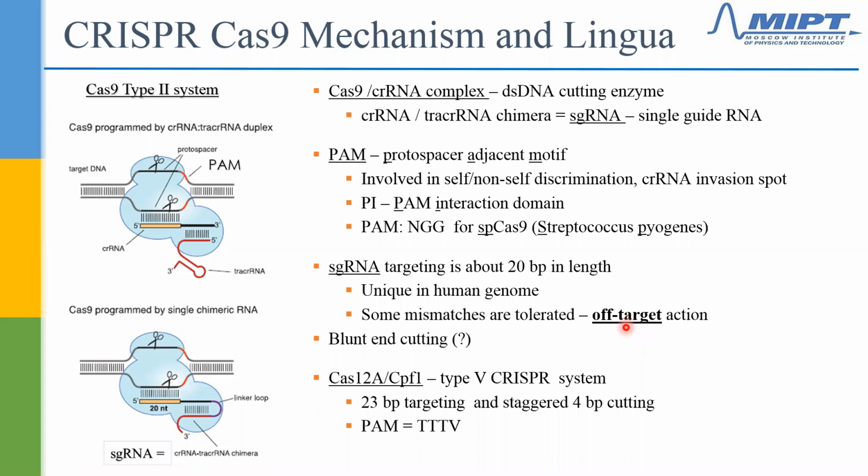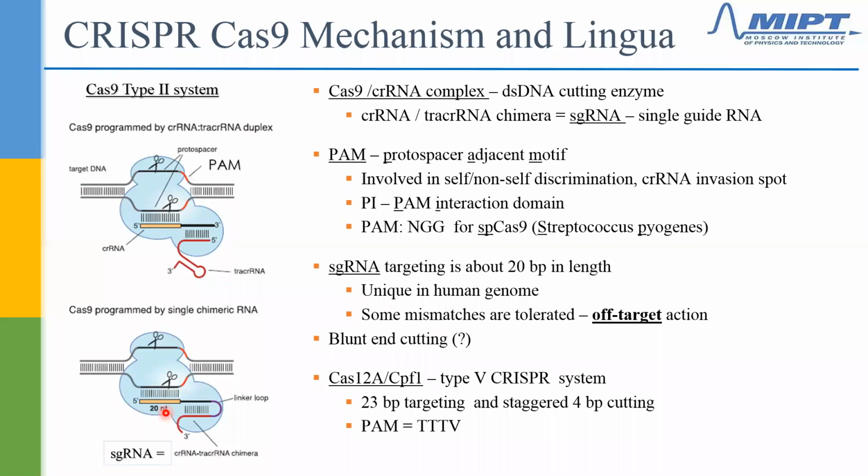For that specific sgRNA developed with a low off-target action. And then the cutting is blunt, although that is kind of questionable, maybe 1 base pair overhangs. So basically a double-stranded cut occurs with blunt ends.